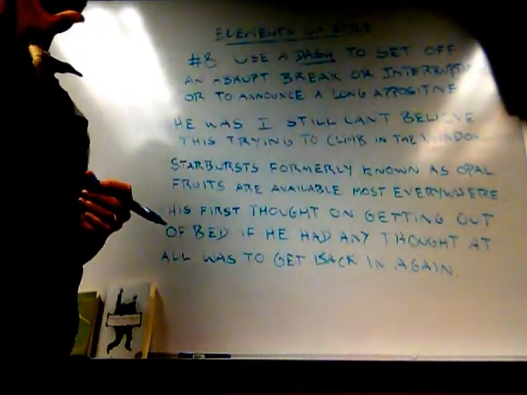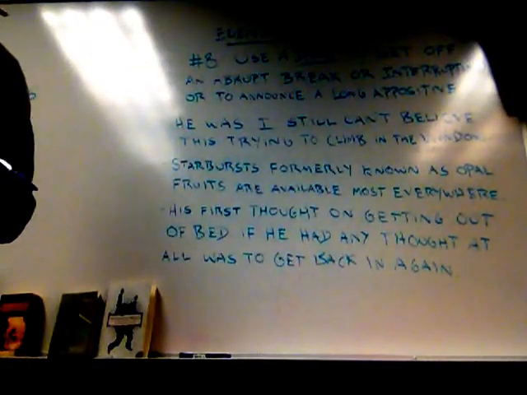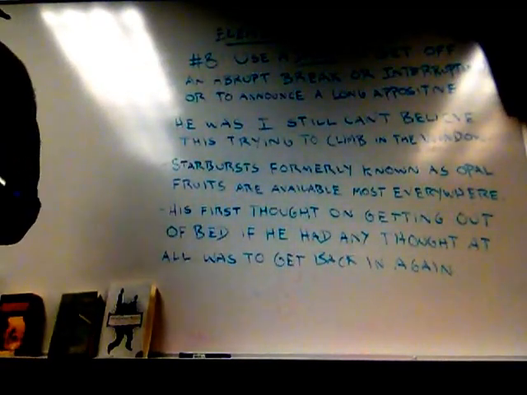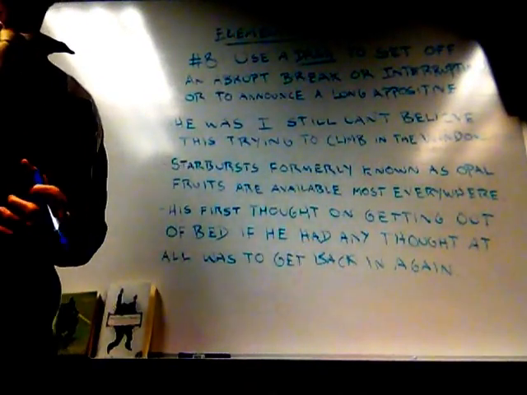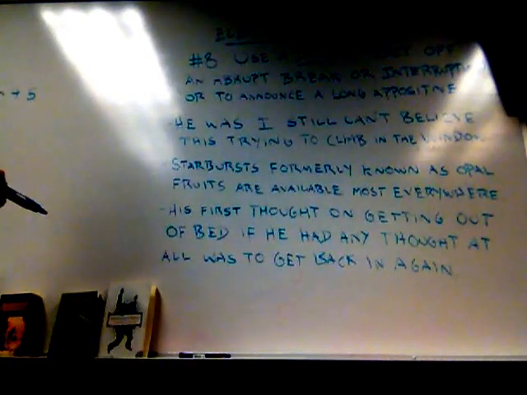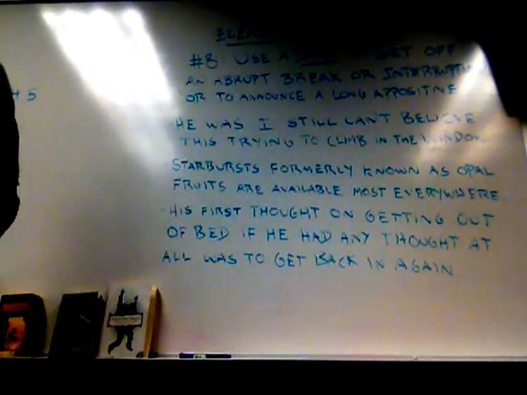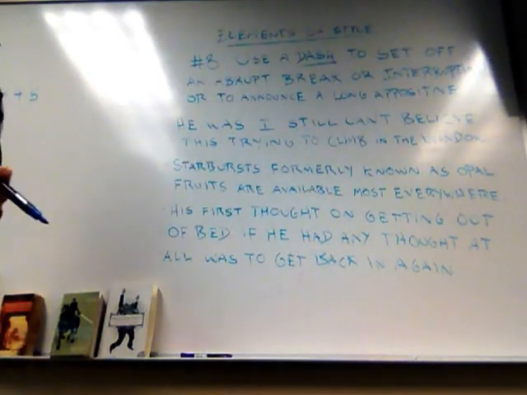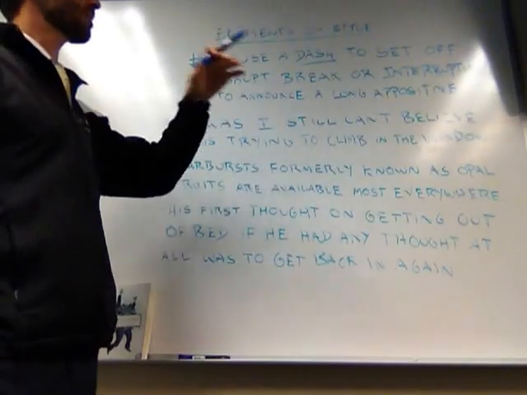Okay, so it kind of fits our texting culture because you can just throw a dash in there. It's easy to see. Right, a comma is a little bit harder to see. A dash is this long, very visible horizontal line that kind of tells the reader this is a pause on what I was saying, or I want to insert this information. Okay, so use a dash to set off an abrupt break or interruption, or to announce a long appositive.